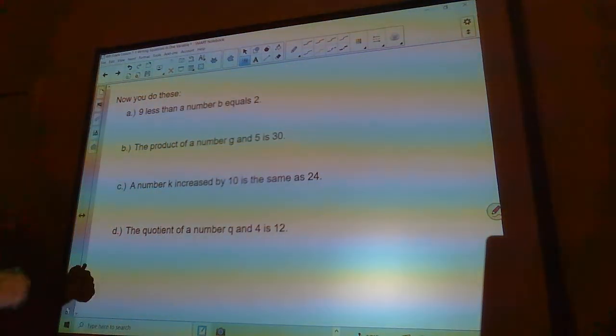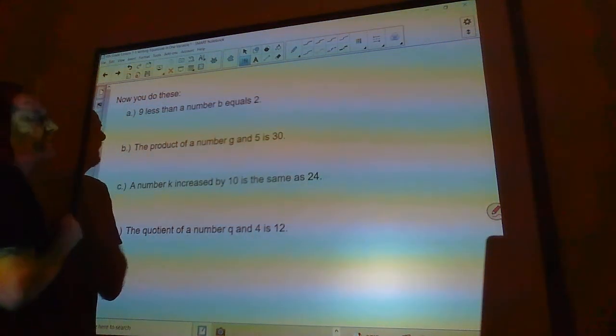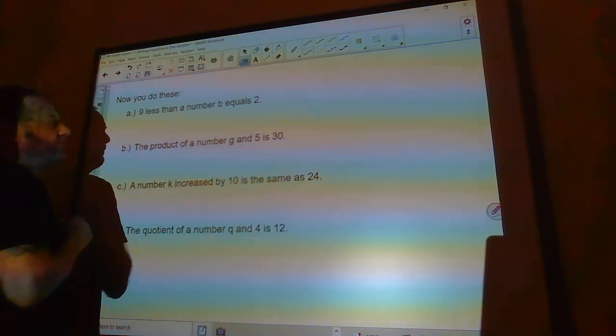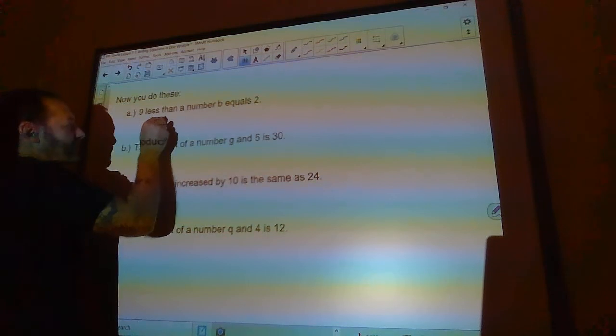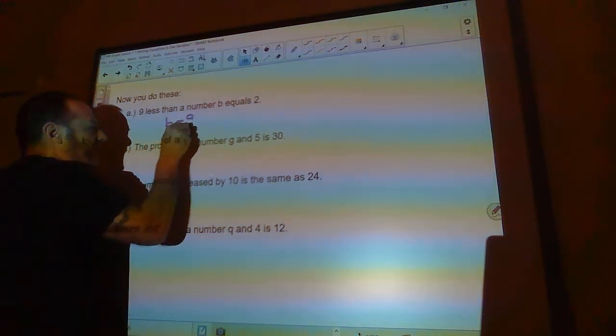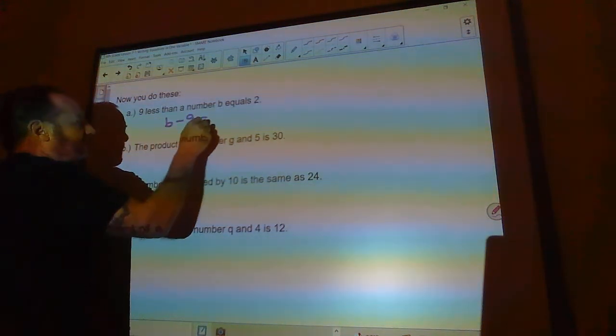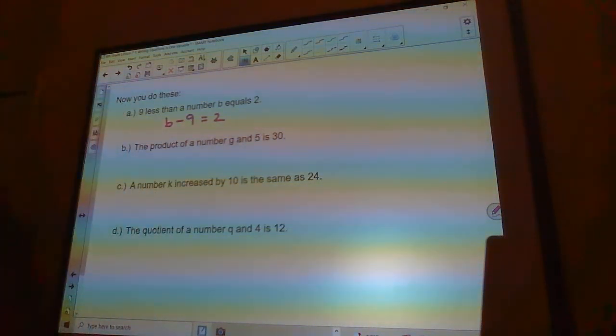Okay, so let's look at 9 less than a number b equals 2. Now that's a tricky one. It's a tough one to start with. 9 less than a number b. That means you're going to take b and you're going to subtract 9, and that's going to equal 2. So you should have got b minus 9 equals 2.